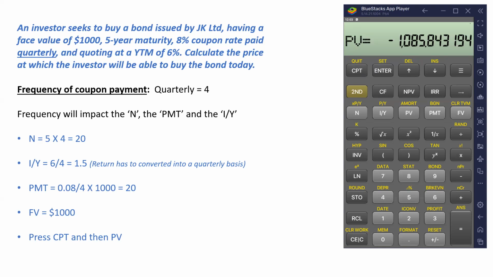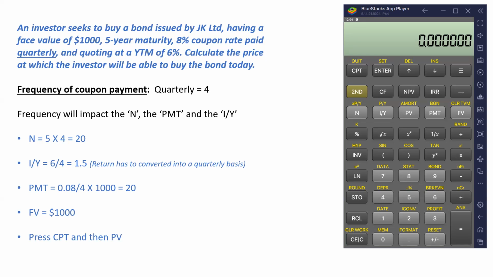CPT and PV. Now PV is not adjusted. So the present value is going to be 1085.843194. So the investor will be able to buy this bond today for 1085 approximately. The calculator is also giving you the present value in a minus sign. That means this is the amount that you have to pay.